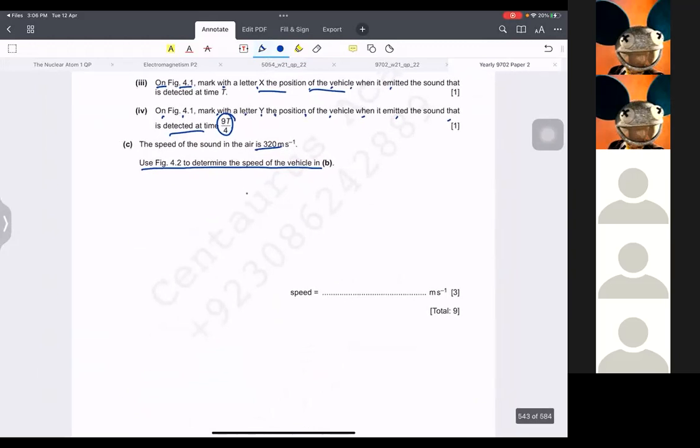So because it is moving towards, I'm going to use f0 equals fs times v over (v minus vs). Now, observed frequency 1.4 times 10 raised to 3. Frequency of source is 1.2 times 10 raised to 3. Velocity of sound is 320. Speed 320 minus vs. Now, we just need to find this, I think. What do you do?